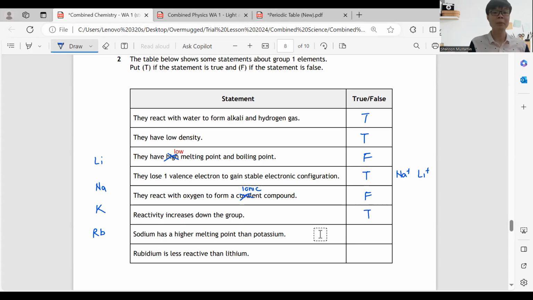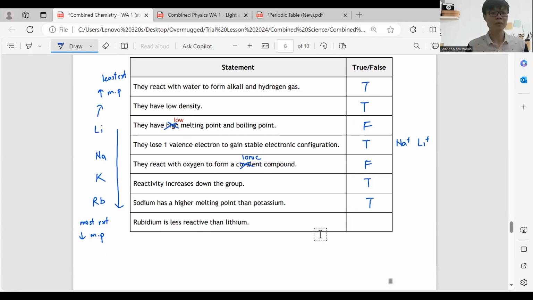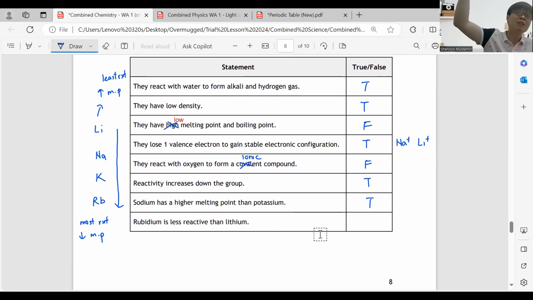Sodium has a higher melting point than potassium. As you go down, what did you all learn? Melting point decreases as you go down. Sodium is on top, so higher melting point. Basically this is the least reactive, highest melting point. As you go down, most reactive, lowest melting point. Application of the trends. Then your rubidium. Rubidium is all the way below. More reactive.